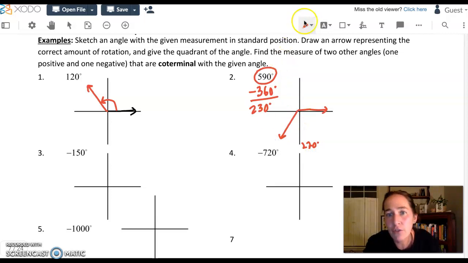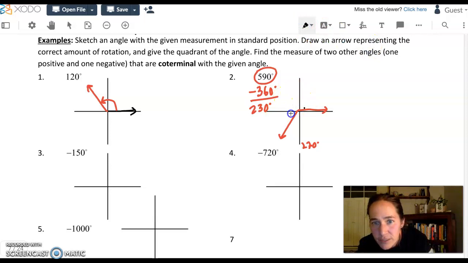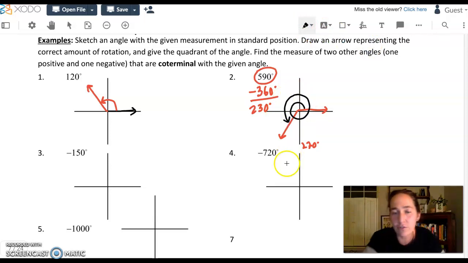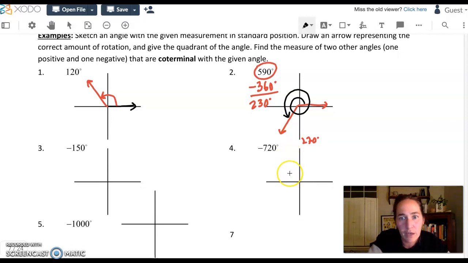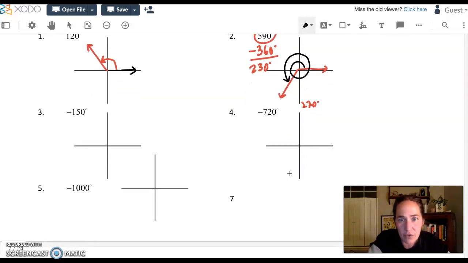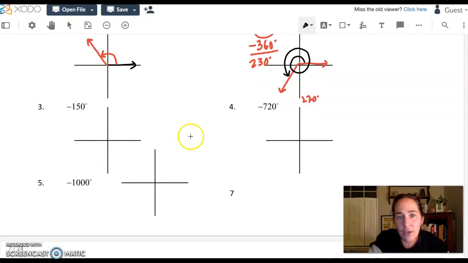And when we draw the amount of rotation, can you represent that you've gone a full 360 and then all the way back around again? That's the fun part, is drawing that loop-de-loop down to quadrant 3. Which one of these negative angles could we do? What if we did, let's try 3 and 4. What if we did negative 150?